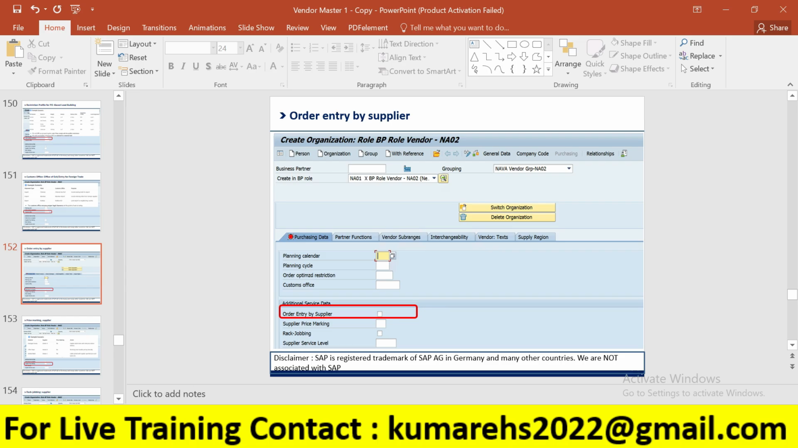Supplier can submit purchase orders, PO creation in certain cases, order confirmations, delivery schedules. Step number 3, system behavior. If enabled, SAP allows PO or order updates from the supplier. SAP can automatically update inventory, delivery schedules and GR/IR postings. If not enabled, orders must be entered manually by the purchasing organization.